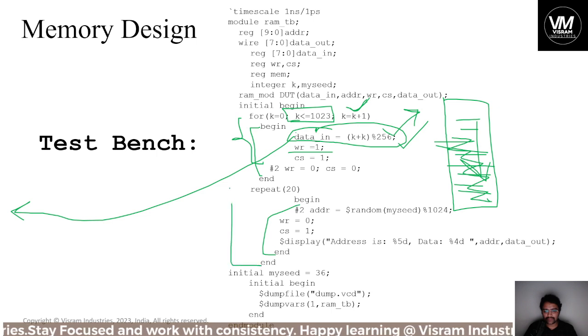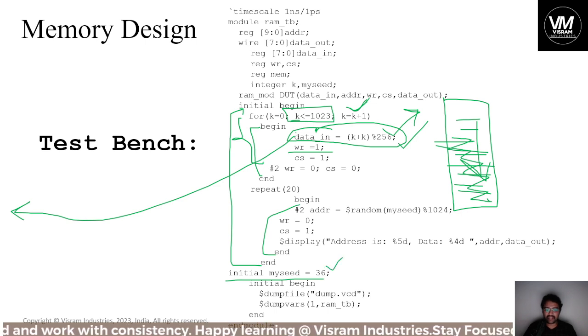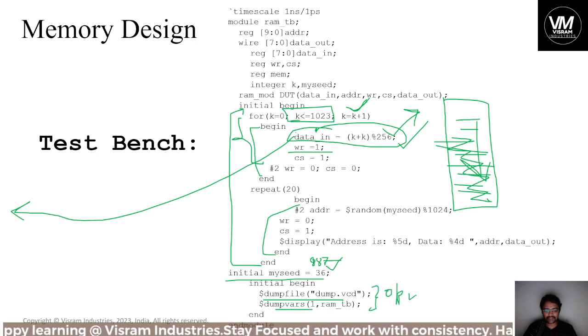Don't get confused. Okay. And in the initial block, myseed, we have assigned the value myseed 36. You can give any number. You can give 887 as well here. And in the initial begin, dumpfile and dumpvars are nothing but output waveform generation. If you are new today, this is a simple example.